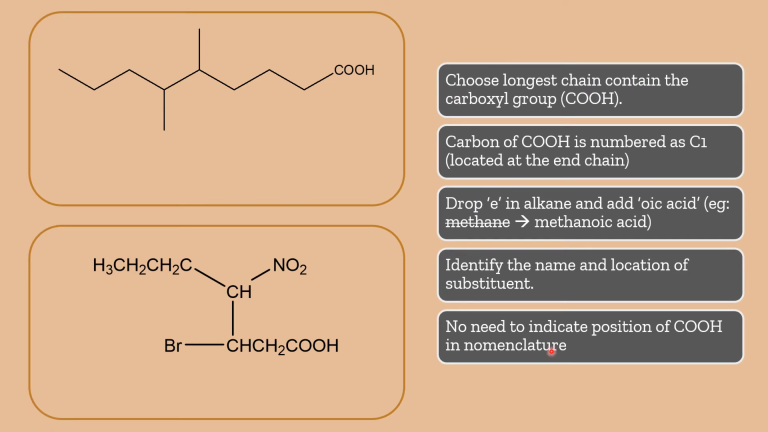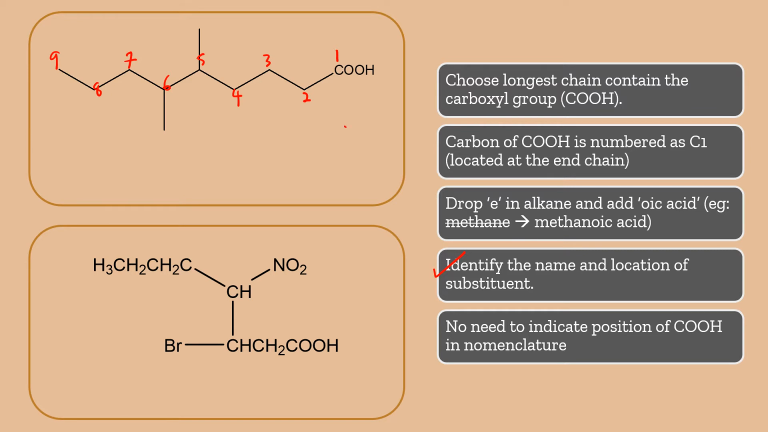By applying the concept that we have here, in order to give the name for this first compound, what you have to do is give numbering for the parent chain dahulu. So definitely this carbon will be carbon number 1, and proceed numbering until the end of the parent chain. And then identify the name and the location of the substituents.